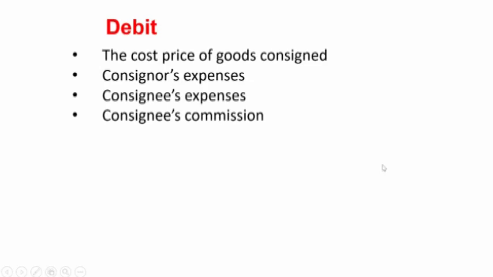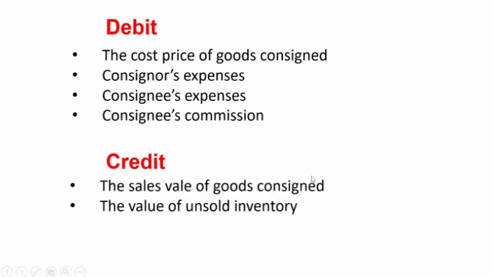So this account has two parts: debit and credit. We debit all expenses and losses like cost price of goods consigned, consignor's expense, consignee's commission. And credit side, the sales value of goods consigned and value of unsold inventory, if any.